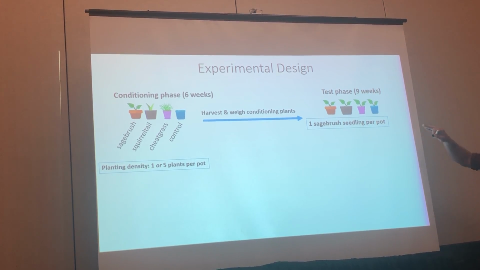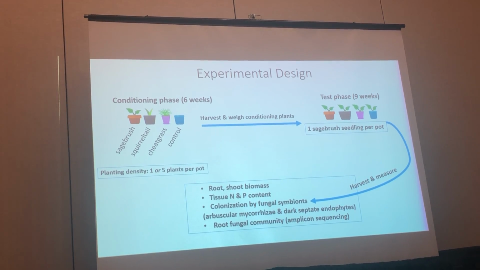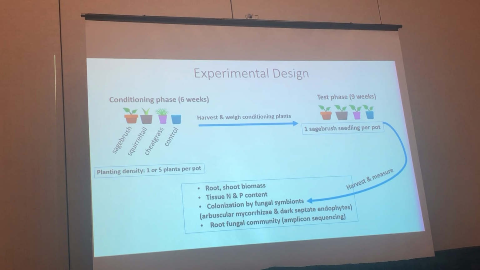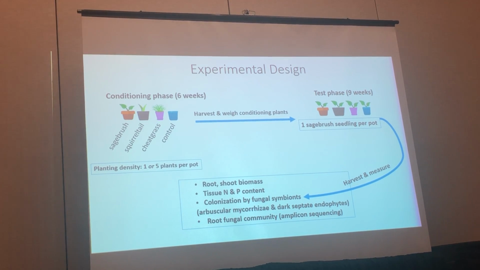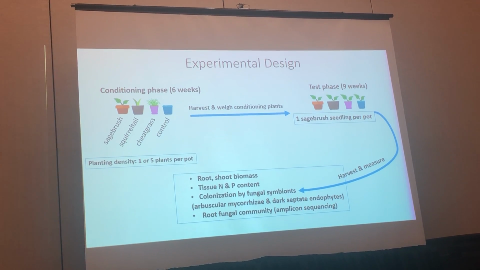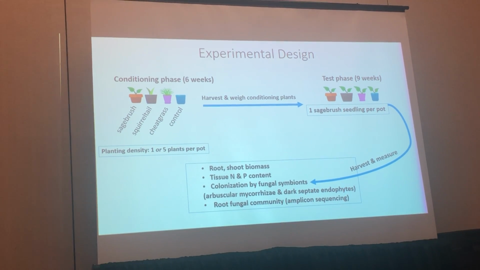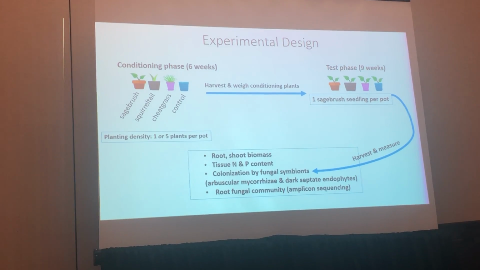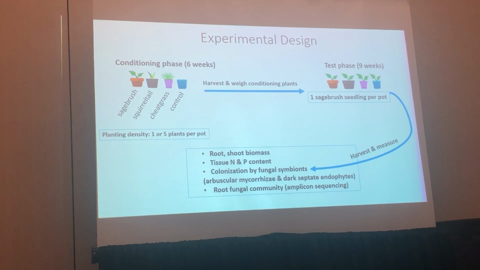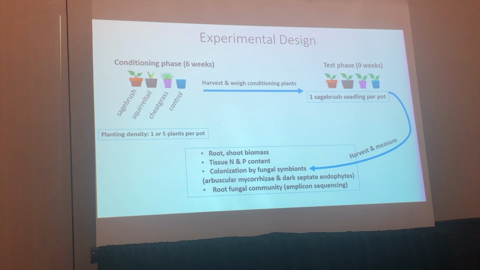So again, the 4 treatments, 1 sagebrush seedling in each pot. Then I harvested and measured root and shoot biomass of the test sagebrush, tissue nitrogen and phosphorus content, and colonization by fungal symbionts. We were looking at arbuscular mycorrhizae, which sagebrush benefit from having, and dark septate endophytes, which probably are mutualists. It's not totally clear, but they seem to have some growth promoting effect. And then we did amplicon sequencing to look at the fungal community and the bacterial community. I just got those data, so they're pretty raw yet, and I didn't add that in.